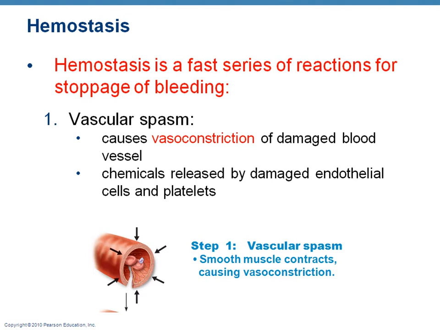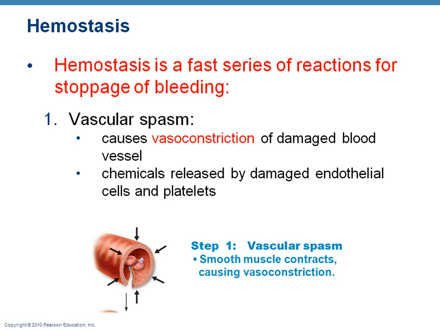Okay, so I've outlined the three major steps here. We're going to look at number one, the vascular spasm. So these are a series of three events that are going to occur to stop bleeding. The very first one, vascular spasm, you're going to have some sort of vasoconstriction. Vaso means vessel, constriction means tightening or making smaller. So the damaged blood vessel is going to undergo vasoconstriction. This is going to stop blood supply to that vessel temporarily so that you can do steps 2 and 3 that we'll look at in just a second.